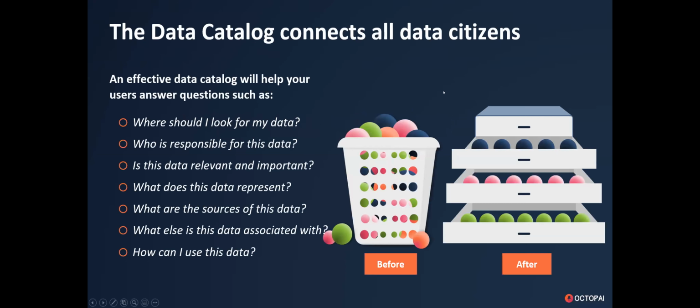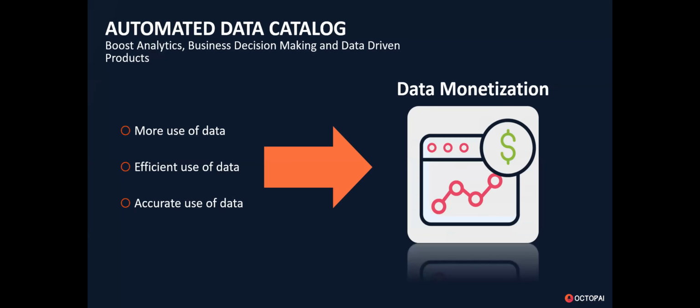Okay, so let's recap a little bit. The data catalog connects all data citizens. An effective data catalog will help your users answer questions such as: where they should look for the data, who's responsible for it, is it relevant and important, what it represents, what are the different sources of this data, what else is this data associated with, and ultimately how this data can be used. An automated data catalog will boost your analytics, your business decision-making, and all those different data-driven products and initiatives you have. It results in more use of data, efficient use of data, accurate use of data, and all these bring to the data monetization that we're all working so hard on achieving.